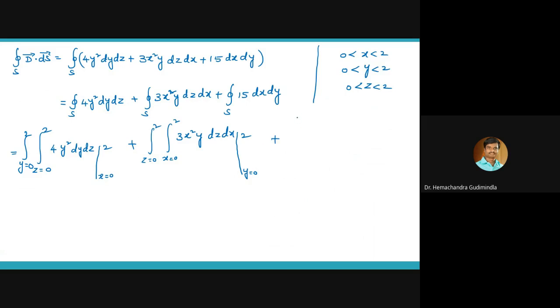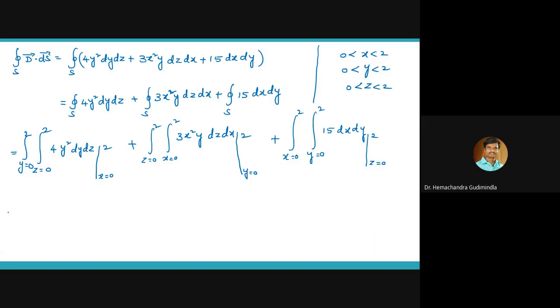Plus the integral, same for the third term. If you consider x and y varying, because dx dy is there, x is varying from 0 to 2 and y is varying from 0 to 2, of 15 dx dy. Whenever x and y are varying, z should be constant, but z is also varying, so I will write z equal to 0 to 2 over here. So this step is very, very important.